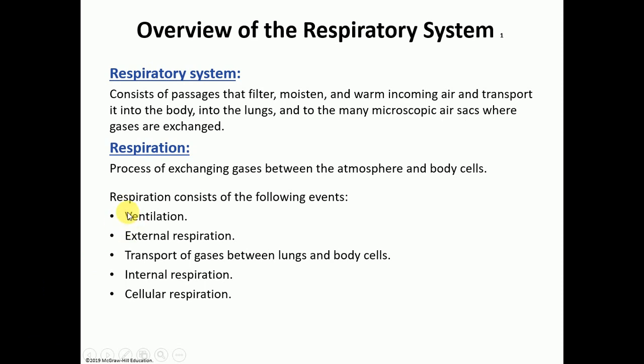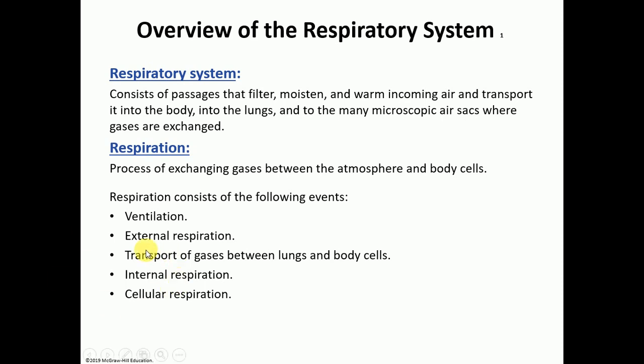First off is ventilation, and ventilation is the process of breathing in and then breathing out, so inhalation and exhalation. External respiration means the exchange of gas that happens in the alveoli. So oxygen is going to be transported into the blood, into the capillary, while carbon dioxide is going to be expelled from the blood into the air sac.